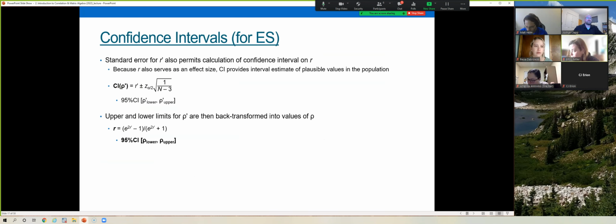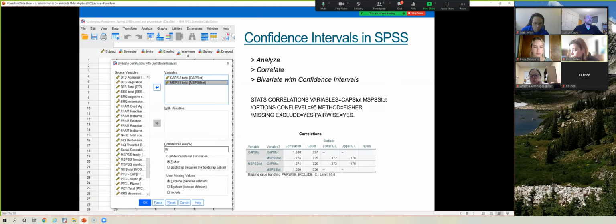So this is how you would do it by hand. SPSS, in one of their various upgrades, which is commendable, now allows you to calculate confidence bounds around correlations within the system, which is nice. Here you just go to Analyze, Correlate, and then choose Bivariate with confidence intervals if you have the most recent version, and then you just plug your stuff in.